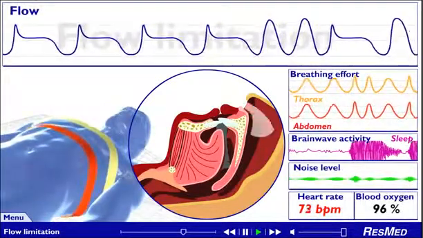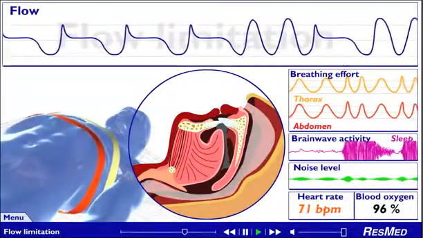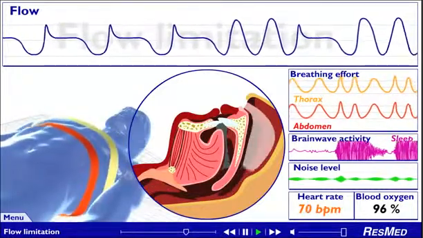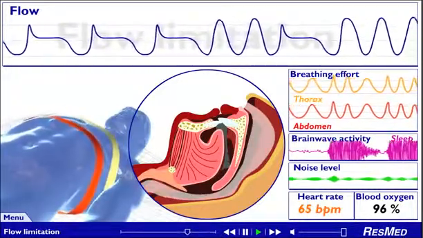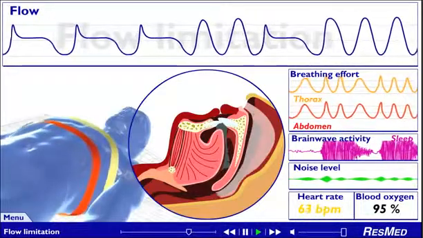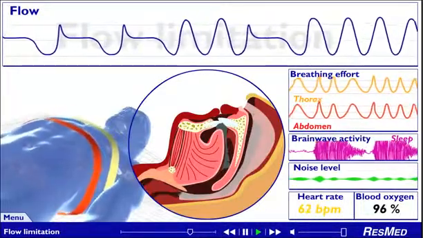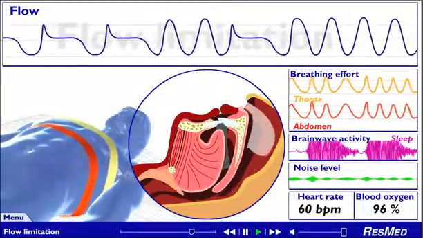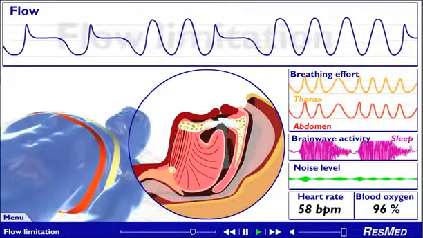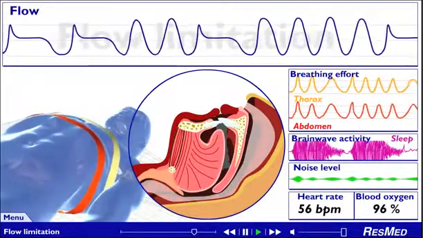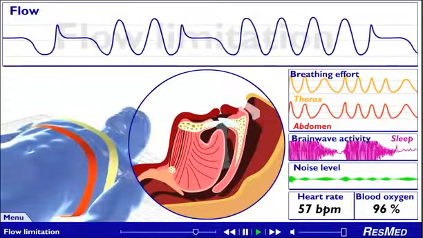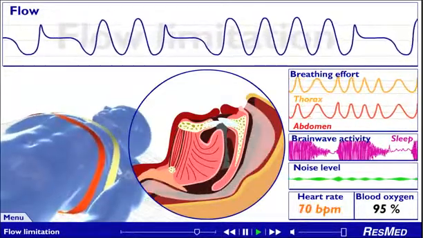On arousal, our model quickly takes a few deep breaths. As muscle tone returns to the tongue and soft palate, the airway opens. The airflow trace returns to the normal bell shape, although an amplified one. This flow limitation arousal sequence may occur several times every hour.